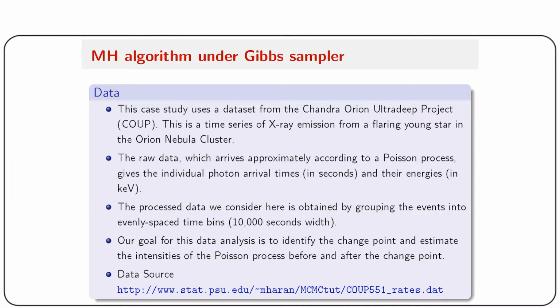And next we'll see how the MH algorithm, I mean Gibbs sampling, the implementation of the MH algorithm under the Gibbs sampler. It's a case study that we are using. This case study uses a data set from the Chandra Orion Ultradeep Project. This is a time series of X-ray emission from a flaring young star in the Orion Nebula cluster. The raw data, which arrives approximately according to a Poisson process, gives the individual photon arrival times and their energies. The processed data we consider here is obtained by grouping the events into evenly spaced time bins. Our goal for this data analysis is to identify the change point and estimate the intensity of the Poisson process before and after the change point. The data can be downloaded from this source.